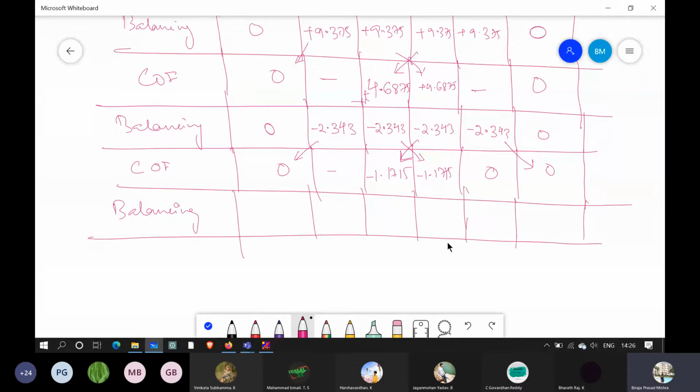So this will again be 0. This is minus 1.175, so it will be plus 0.58575. This will be 0.58575. Again 0.58575, 0.58575. And this will be 0.